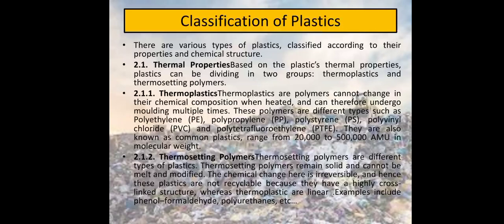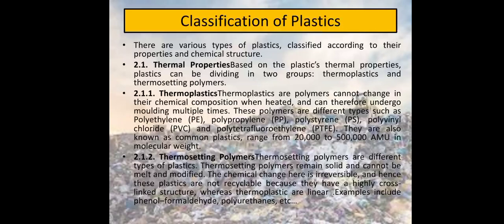Now these thermoplastics are polymers which do not change their chemical composition when heated. Even whenever we heat these plastics, there is no change within their chemical composition, and they can therefore undergo molding multiple times, meaning multiple times we can change their shape. These polymers are of different types such as polyethylene, polypropylene, polystyrene, polyvinyl chloride, or polytetrafluoroethylene. All of these are thermoplastics, which have a constant chemical composition whenever heated, and we can mold them multiple times.